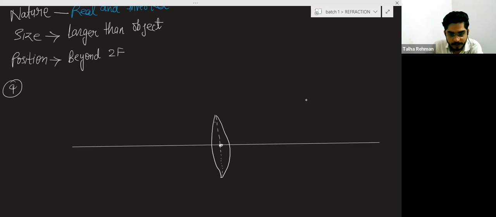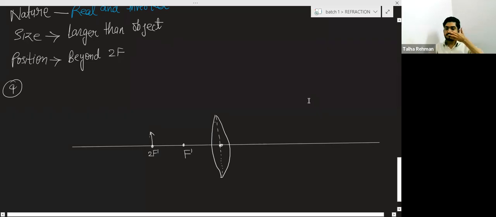Now, we will place the object. We will place the object at 2f. So I am supposing this as f dash, and this as 2f dash. Okay, we have placed the object here now, and we will see how the image will form.